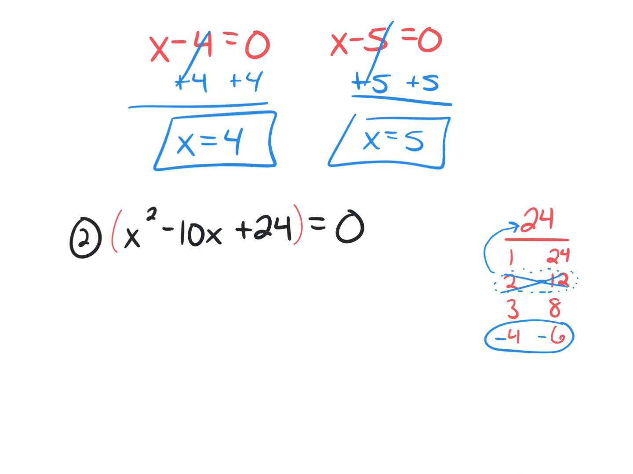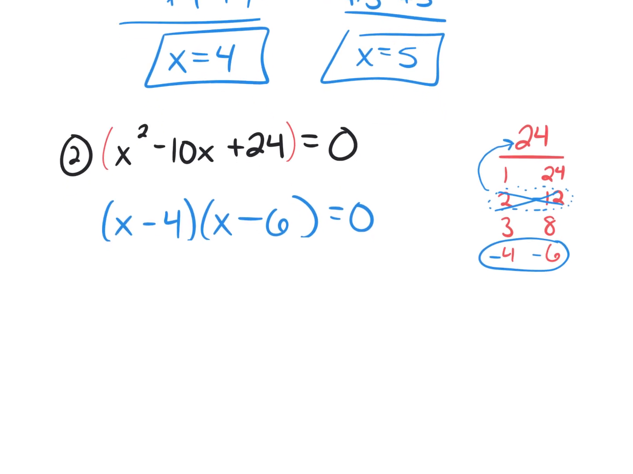Okay. How do I write these two as factors then? X minus 4, x minus 6 equals 0. What do I do from here then?